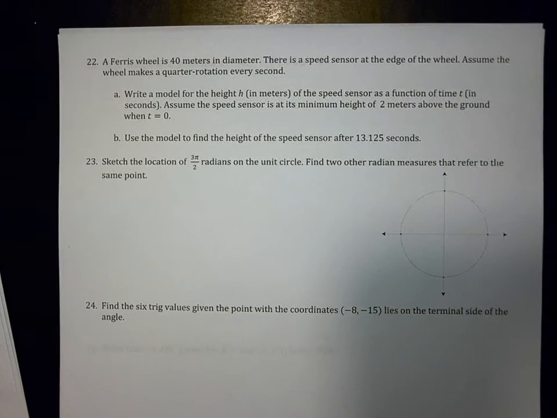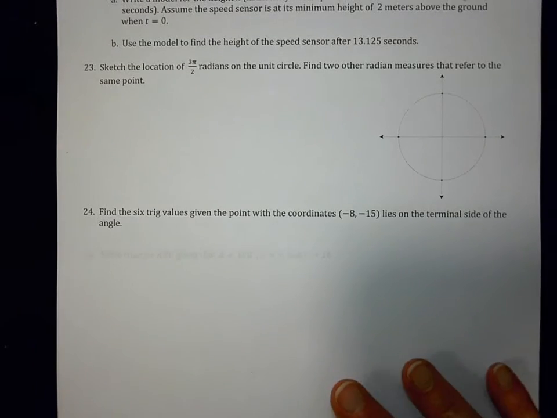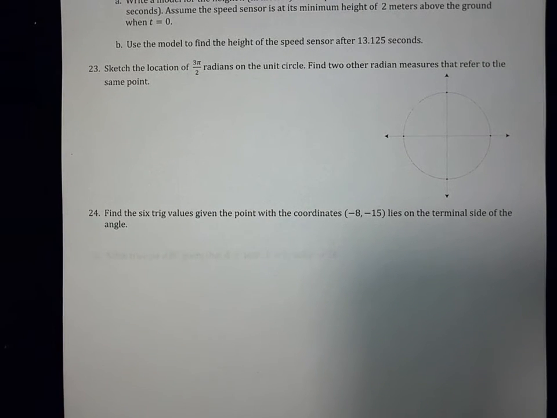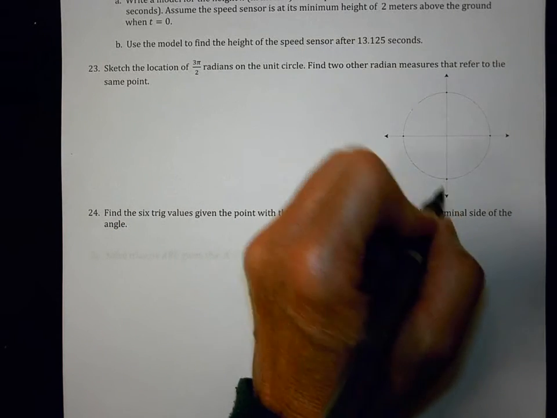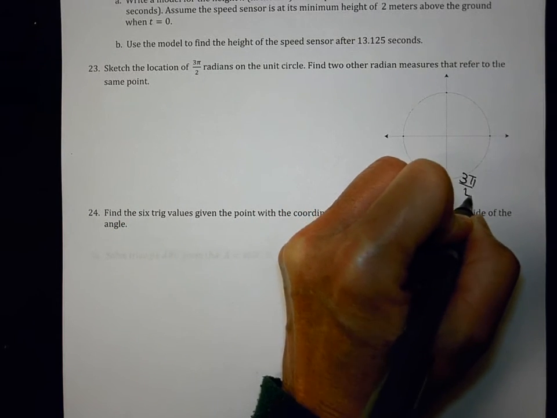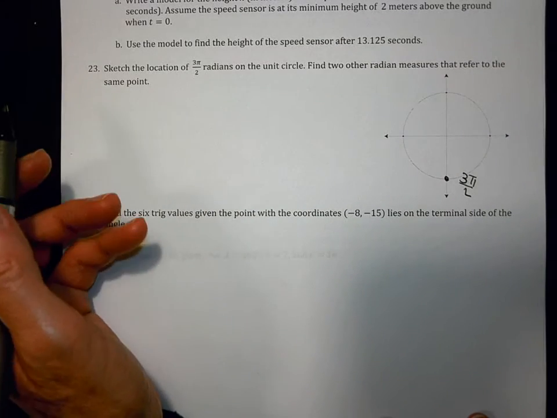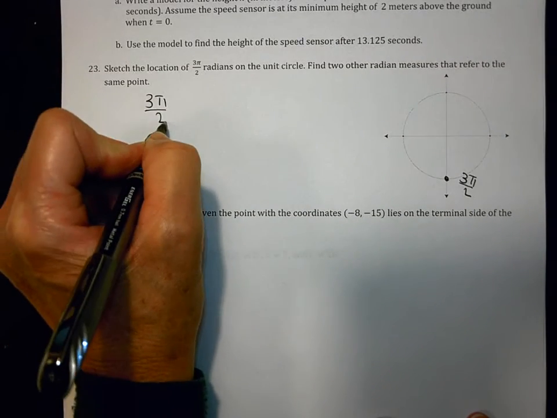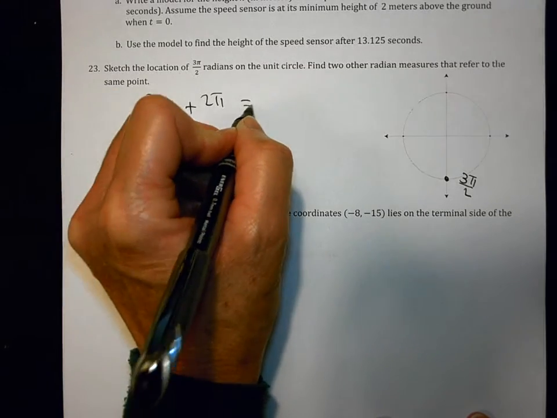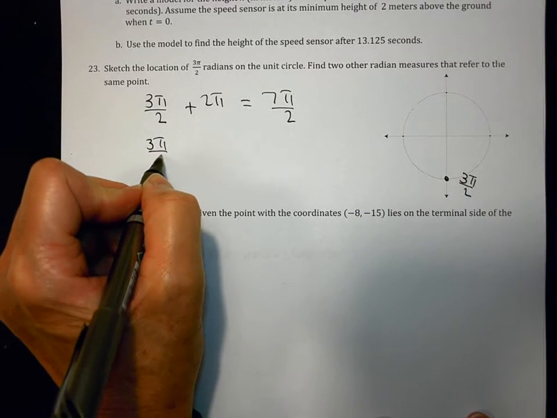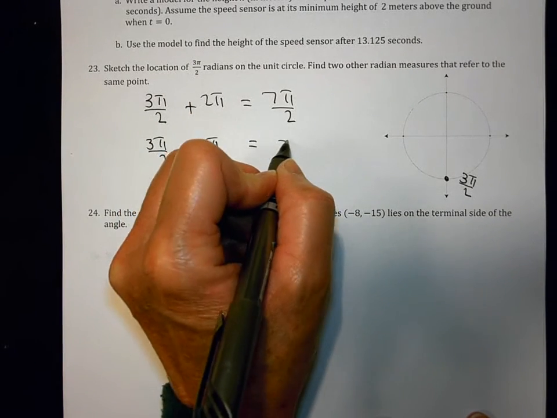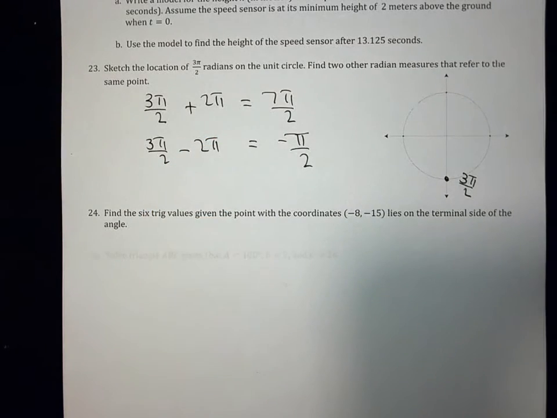Okay, we're skipping 22. So 23 says sketch the location of 3 pi over 2 radians on the unit circle. So 3 pi over 2 is right here. And then it says please find 2 other radian measures that refer to the same point. So 3 pi over 2 plus 2 pi is going to be 7 pi over 2. And 3 pi over 2 minus 2 pi is going to be negative pi over 2. So that would be 2 different names for that.